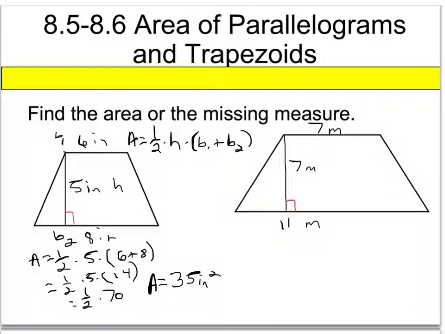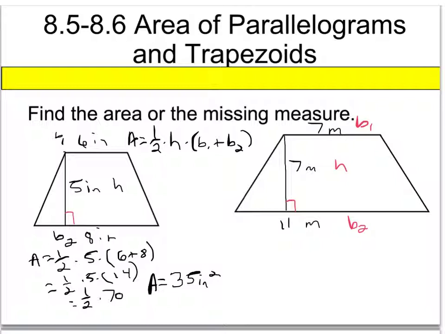Next piece, again, you have your base 1 here at the top, your base 1 is 7 meters, your base 2 is 11 meters. What's your height? You got it. It's going to be 7. So, plugging those in, give that one a shot, unless you've already tried it. Give that one a shot and solve.